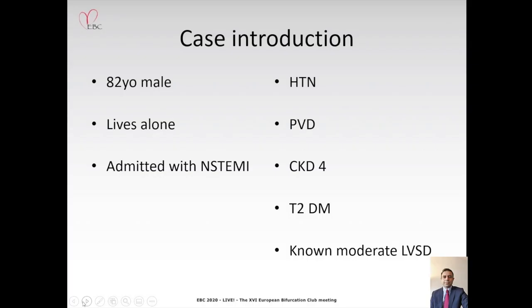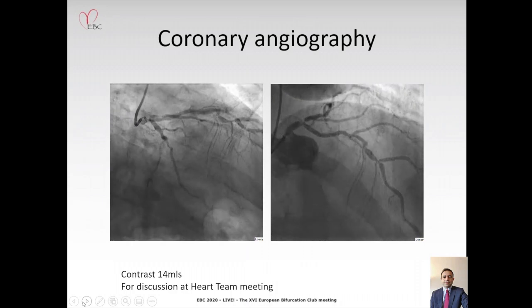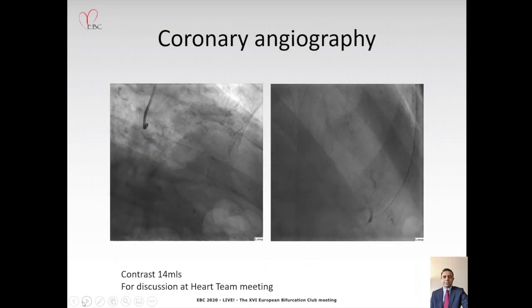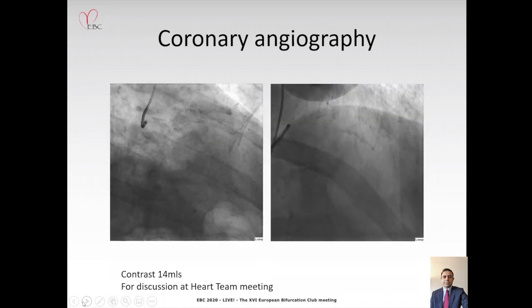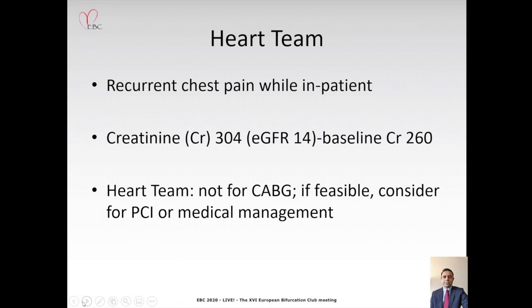We did a coronary angiogram with minimal contrast showing severe distal left main lesion, severe disease in the mid-LAD and in the mid-circumflex as well. And so we wanted to take him to the heart team meeting, which he was discussed at, and they said he was not a candidate for CABG and maybe to go for medical management or if possible then high-risk PCI. So by this time he was having further episodes of chest pain. His creatinine had worsened. His eGFR was now 14.